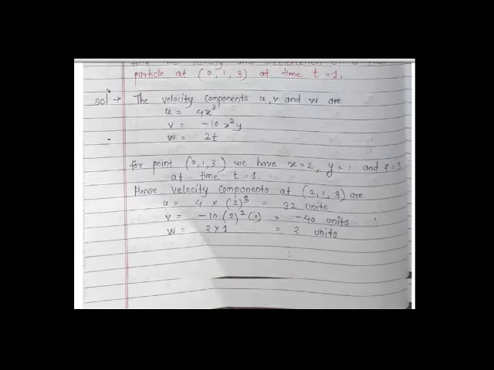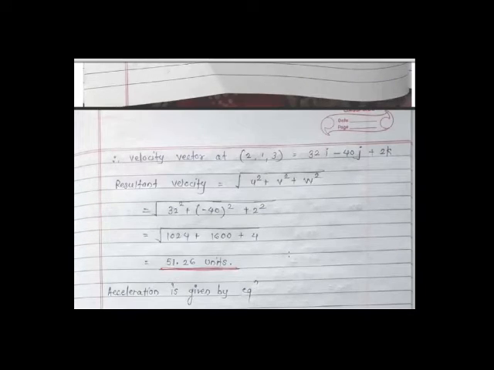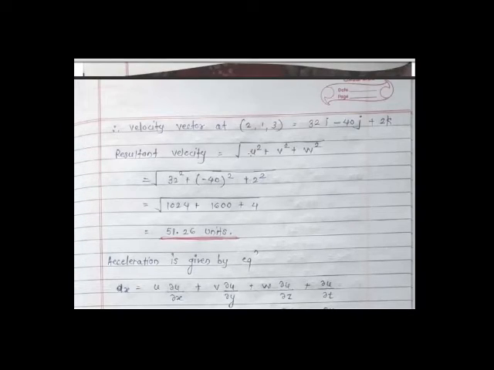Then w is equal to 2t, 2 into the value of t, which is 1. It is equal to 2 units. So here we get the value of all the three velocity components. Now we have to find out the velocity vector, the value of the resultant velocity. So the velocity vector at (2, 1, 3) is equal to what?